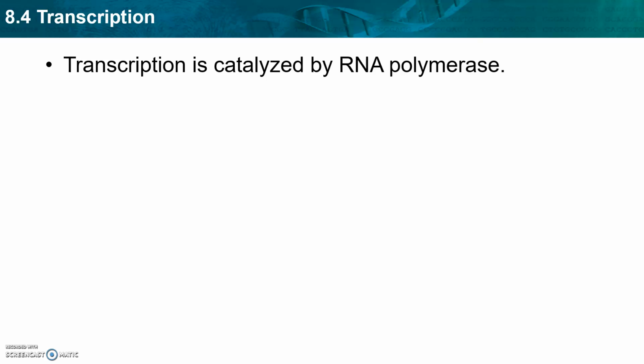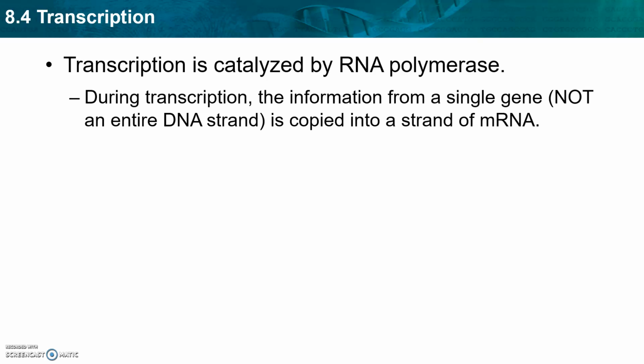Now we have another enzyme to learn about here in transcription. Transcription is going to be catalyzed by an enzyme called RNA polymerase, just like we learned in DNA replication. A polymerase is something that's building a polymer. Well, if we have RNA polymerase, the polymer being built is going to be RNA. So during transcription, the information from one single gene, we're not talking about the entire DNA strand, start to finish, just one gene, one segment of that DNA. That information is copied into a strand of mRNA.